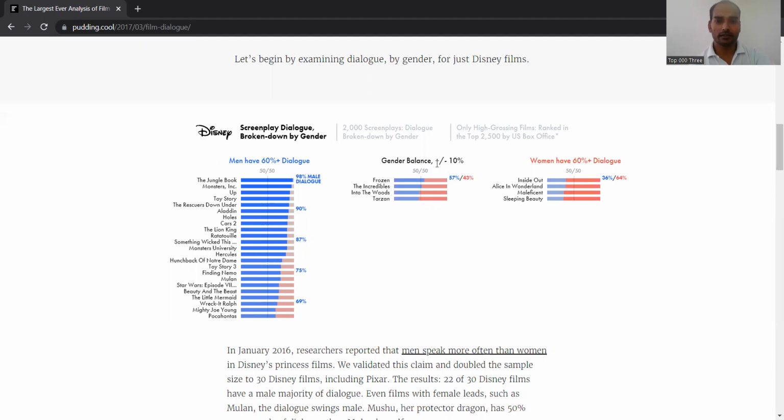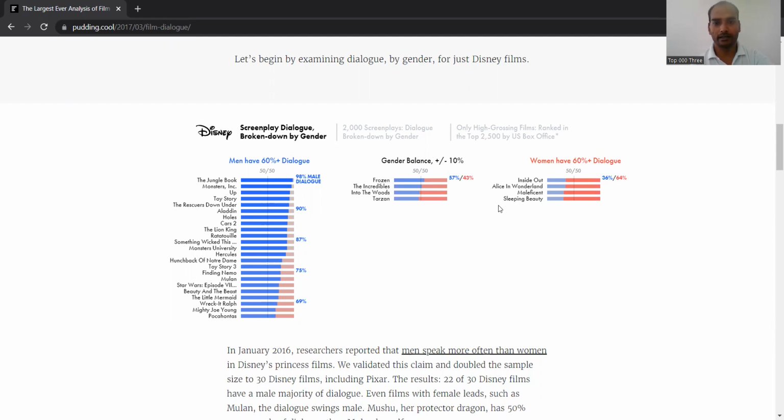Then what is the gender balance? If we put the 50-50, blue represents male and red represents female. Here it's 57 to 43%, and you can see this is decreasing on the male side, obviously. So the female role is increasing, but they have highlighted this one. And then women have 60% plus of the dialogues in these movies: Inside Out, Alice in Wonderland.